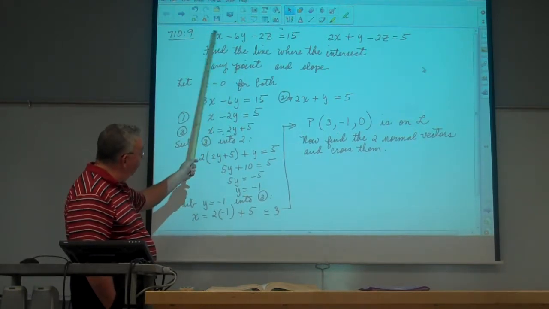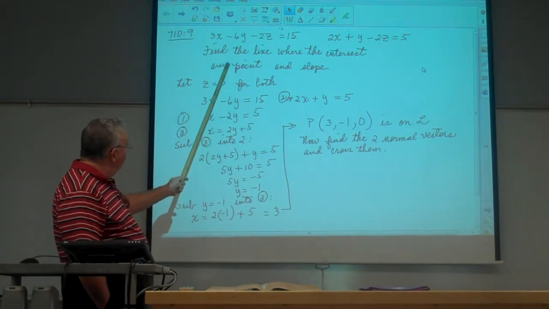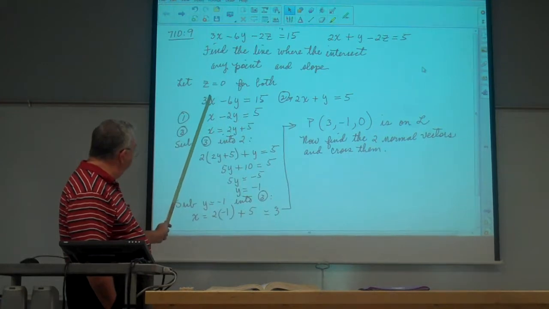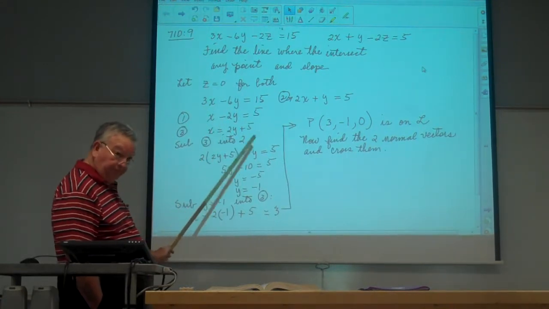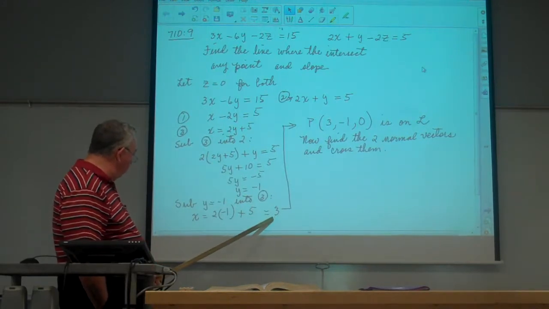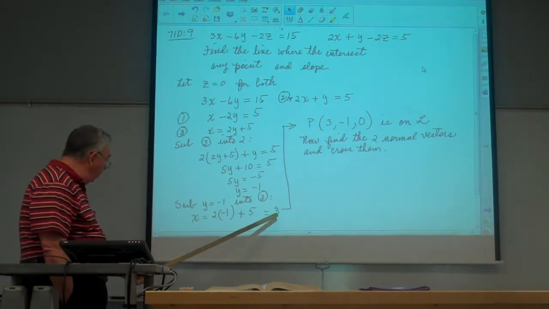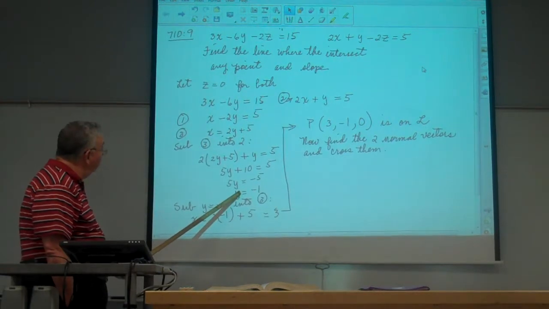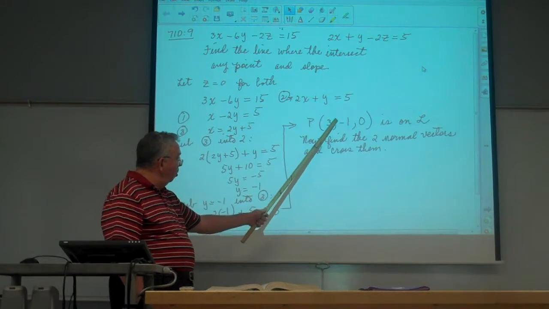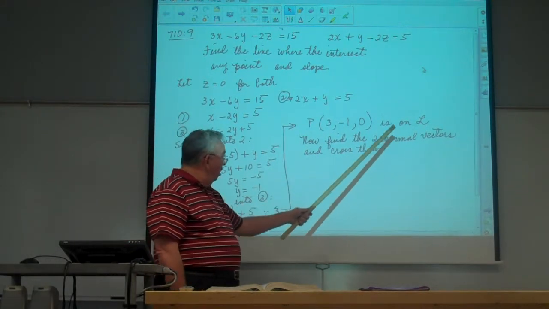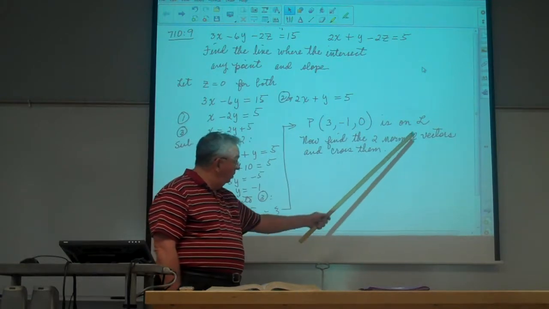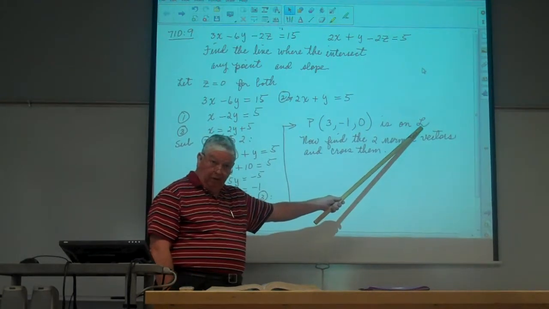Could let x or y be equal to 0. And then I have two equations in terms of x and y. And then what I did is I solved those simultaneously, and I found an x value and a y value. And that gave me a point that is not only on both of the planes, but it's also on the line of intersection.